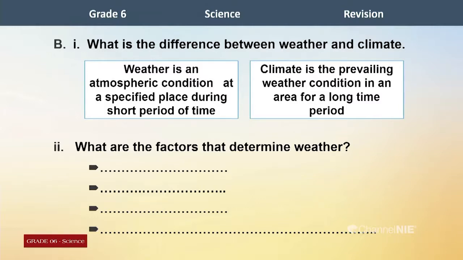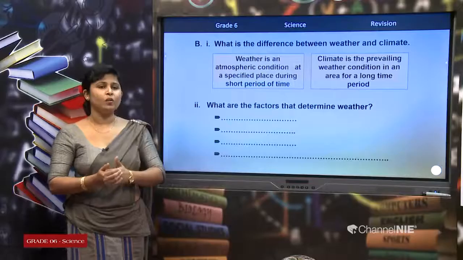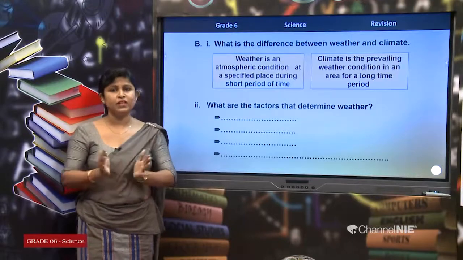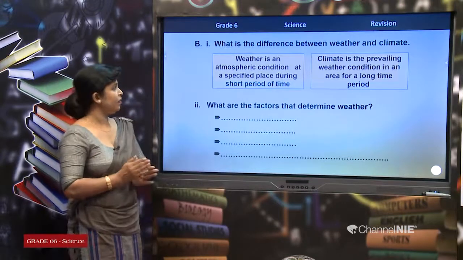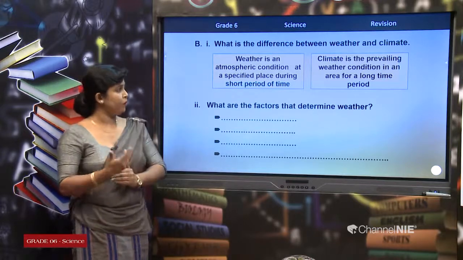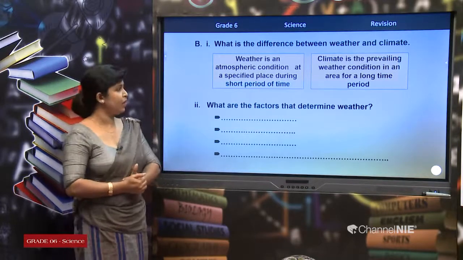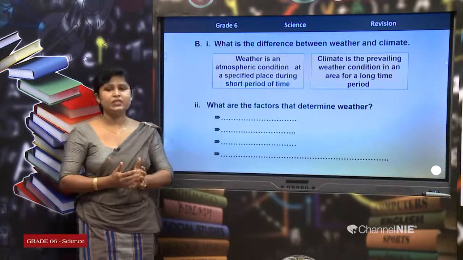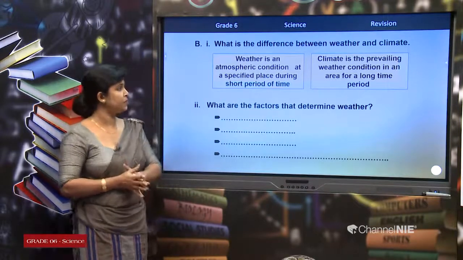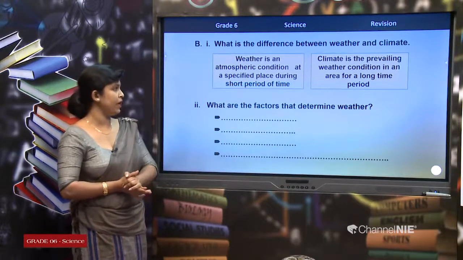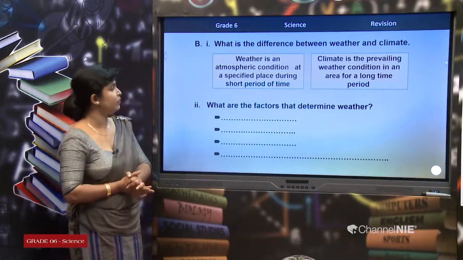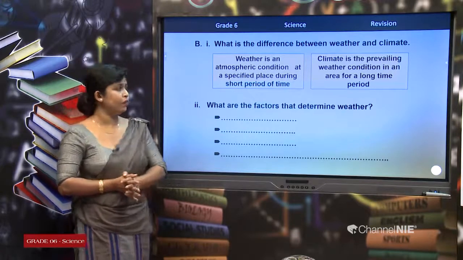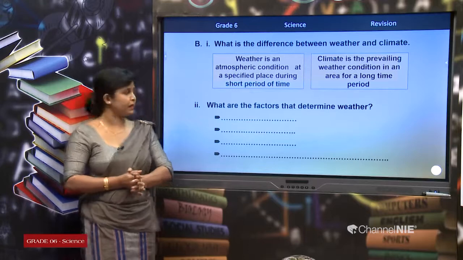So, we can express about weather by observing the recordings within a short time. But we have to forecast about climate by observing the conditions in the atmosphere for a long period of time. Climate is the prevailing weather condition in an area for a long time period.